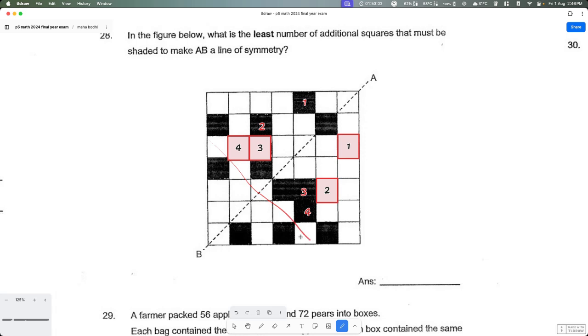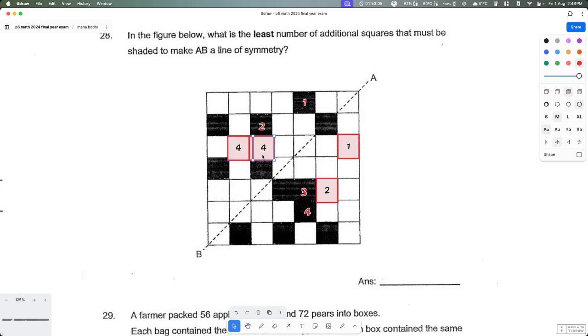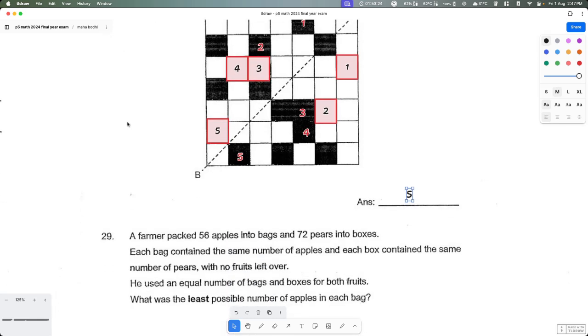Okay, this one nothing. This one, okay, symmetrical. And this one is left. So we're left with one more, which is number 5. So the answer to this is 5. All right, let's move on to question 29.